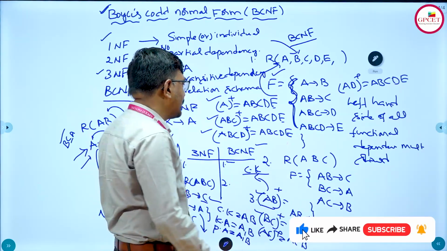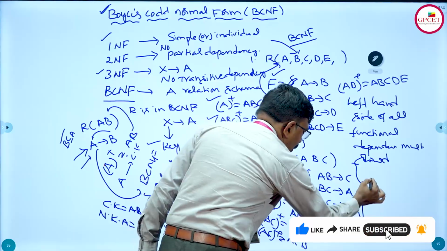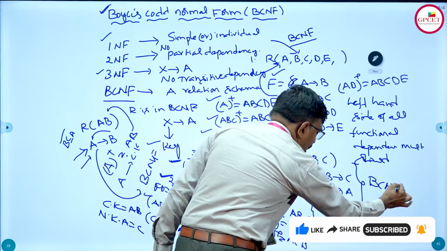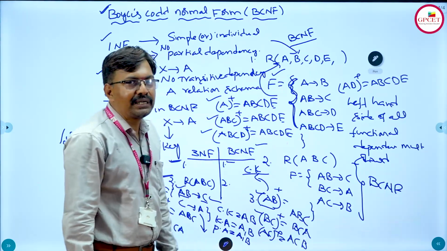No doubt about it. What normal form is that? It is in Boyce-Codd normal form. It is in Boyce-Codd normal form. From the GATE point of view, this plays a very important role.